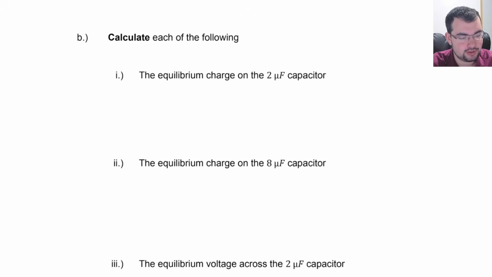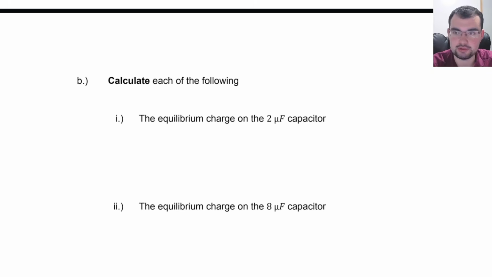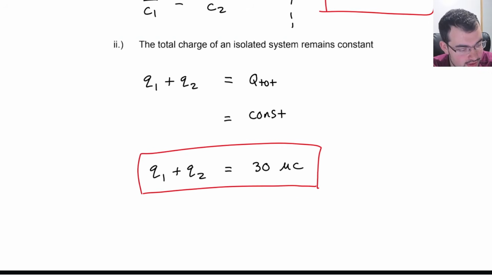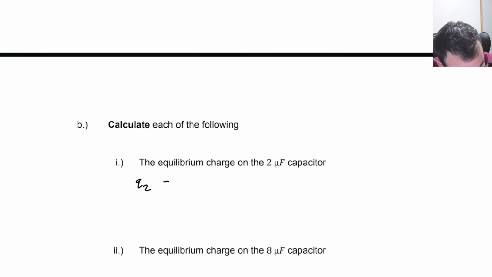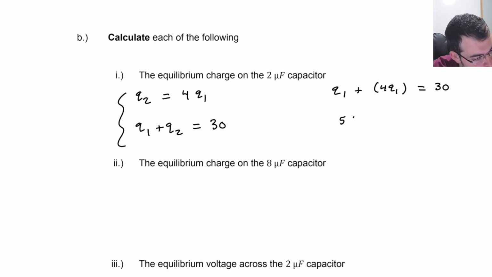All right, calculate each of the following: equilibrium charge on each capacitor, voltage across each capacitor, energy stored. All right, let's do it. So we have two equations now. Our first equation we derived said Q2 equals 4Q1. Our second equation said Q1 plus Q2 equals 30. So let's substitute for Q2 in the second equation. So we get Q1 plus 4Q1 is equal to 30. So 5Q1 is equal to 30. So Q1 is equal to 6 microcoulombs.